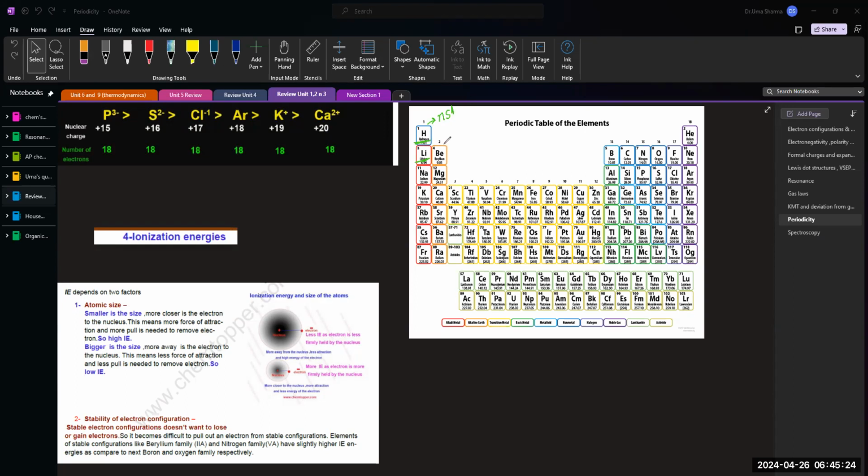What's the general configuration of this family? This is 2s1, 2s2. This is 3s2, 4s2. So general configuration is ns2. Memorize it. Leave this part.